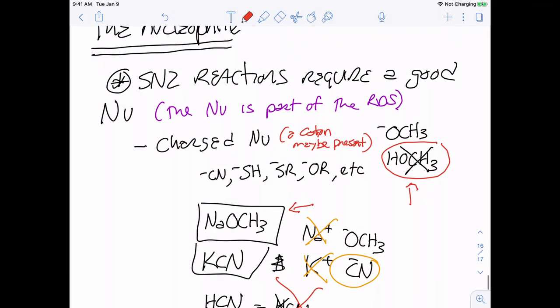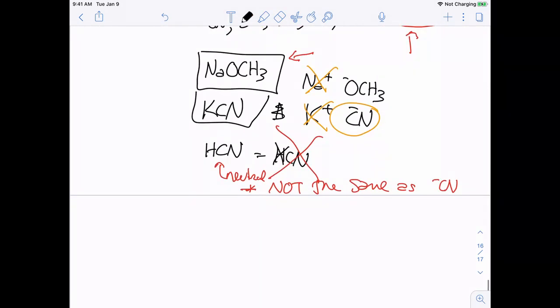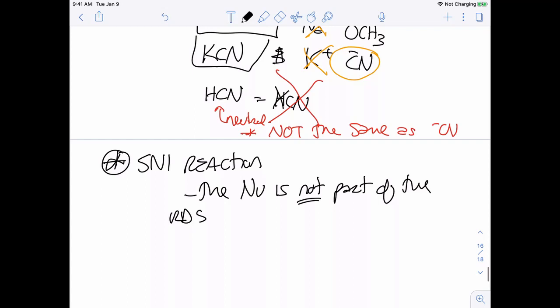So for SN2 reactions, since I've gotten way off track here, SN2 reactions require a good nucleophile, so we are going to use charged nucleophiles for these ones. We want good nucleophiles. For SN1 reactions, the nucleophile is not part of the rate determining step. So it's not so important that the nucleophile is good.